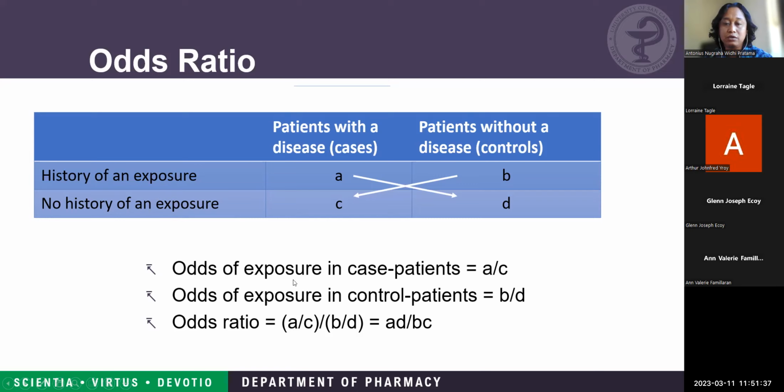So the odds of exposure in case patients is A divided by C. The odds of exposure in control patients is B divided by D. The odds ratio is A divided by C divided by B divided by D, or A multiplied by D divided by B multiplied by C.